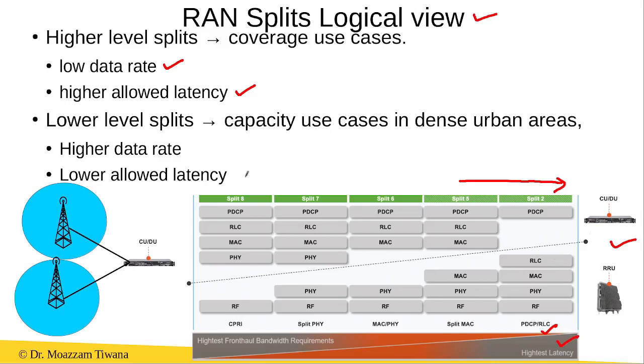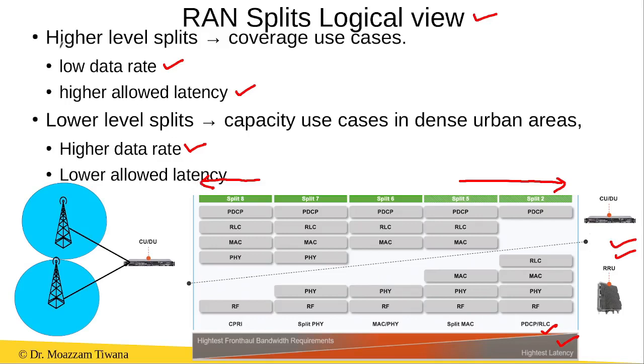And as we move towards the lower level splits, we can see that the data rate on the front haul increases, and at the same time the allowed latency is decreased.